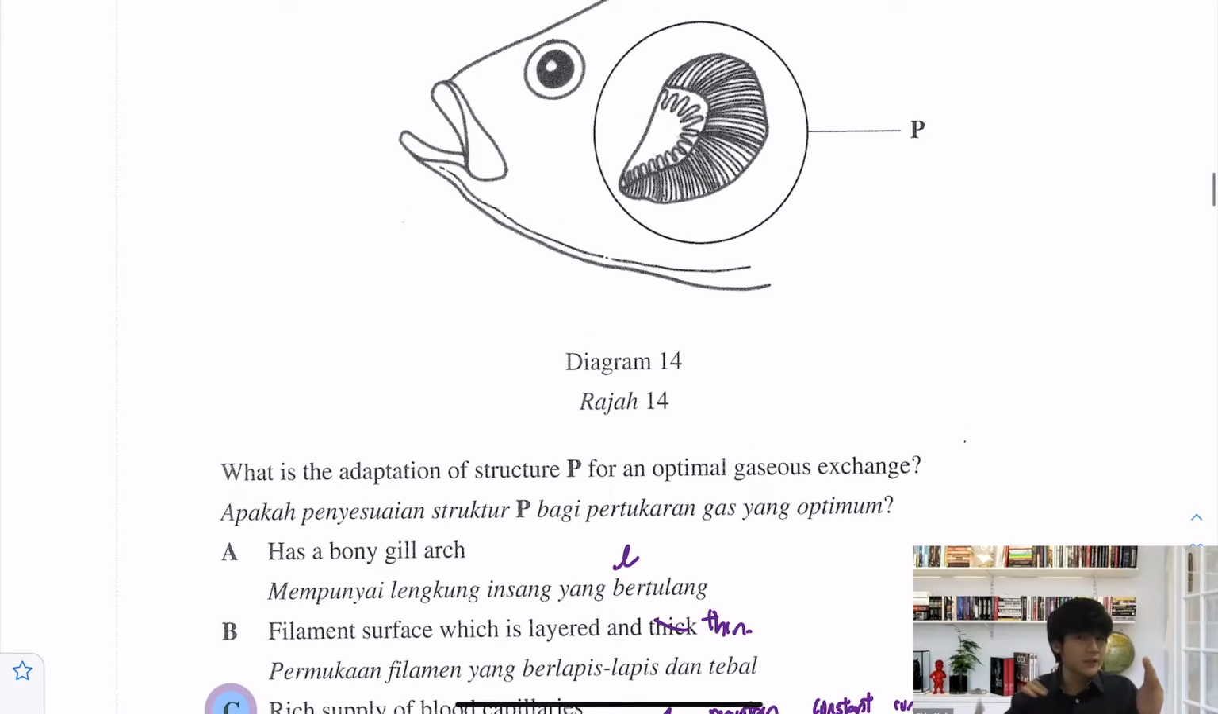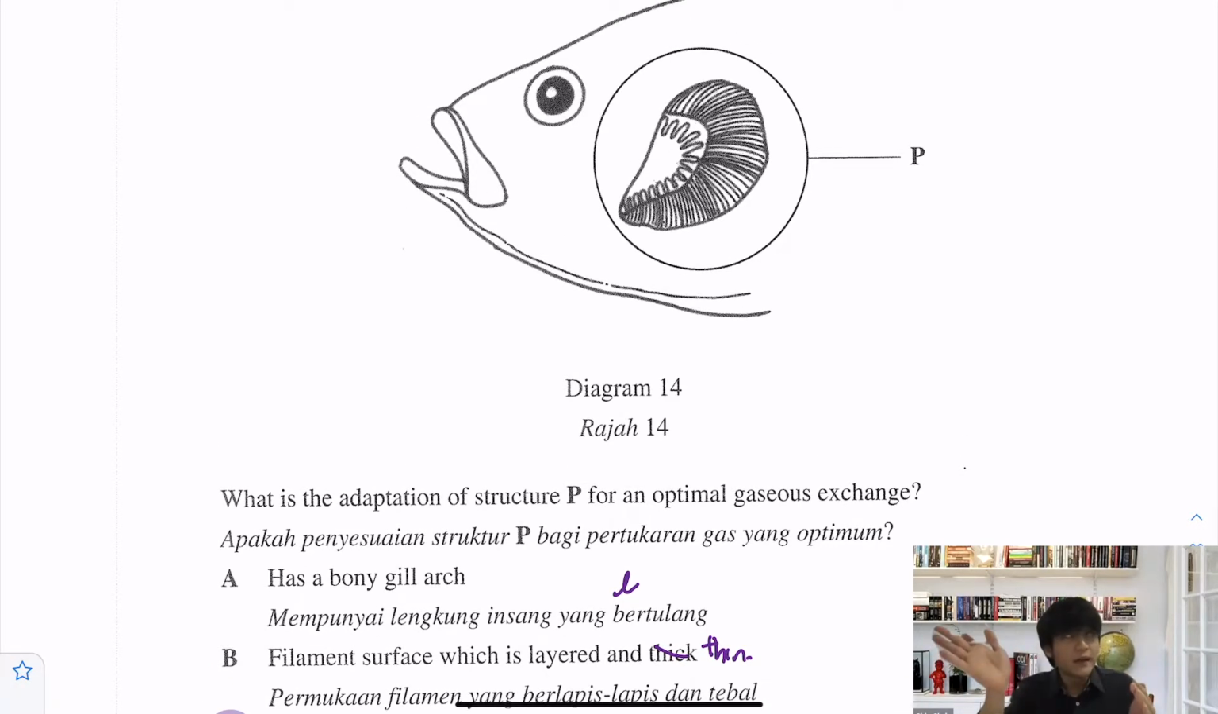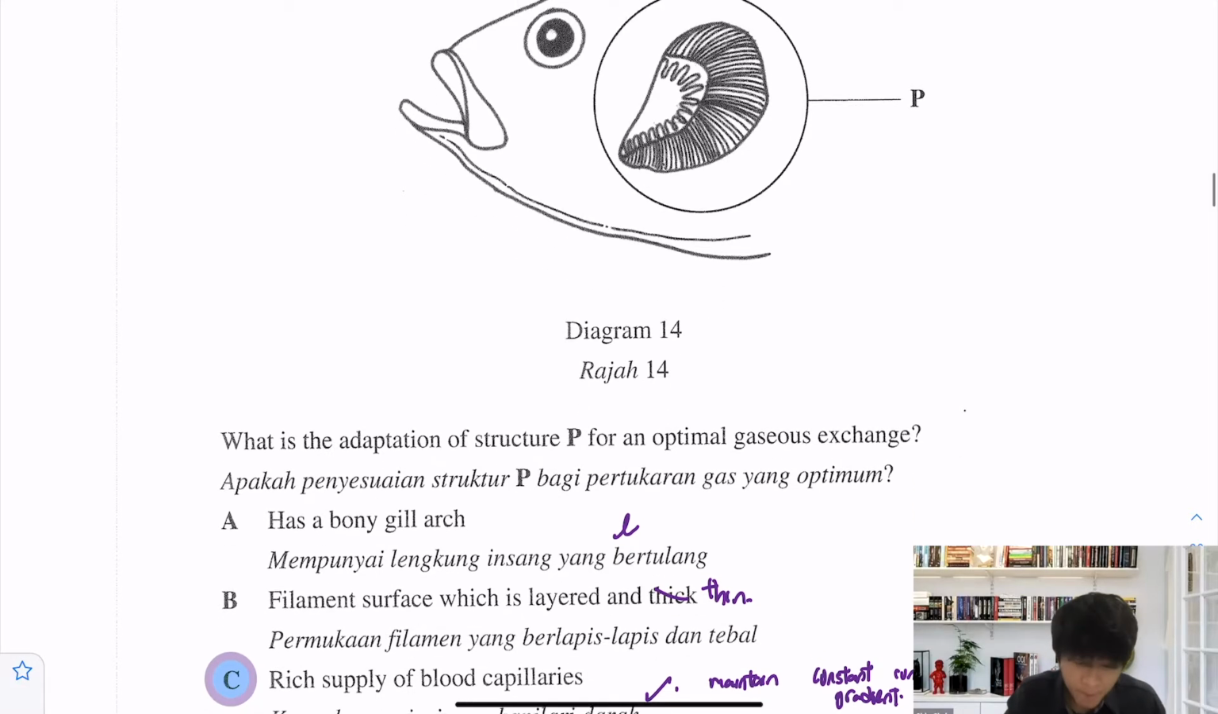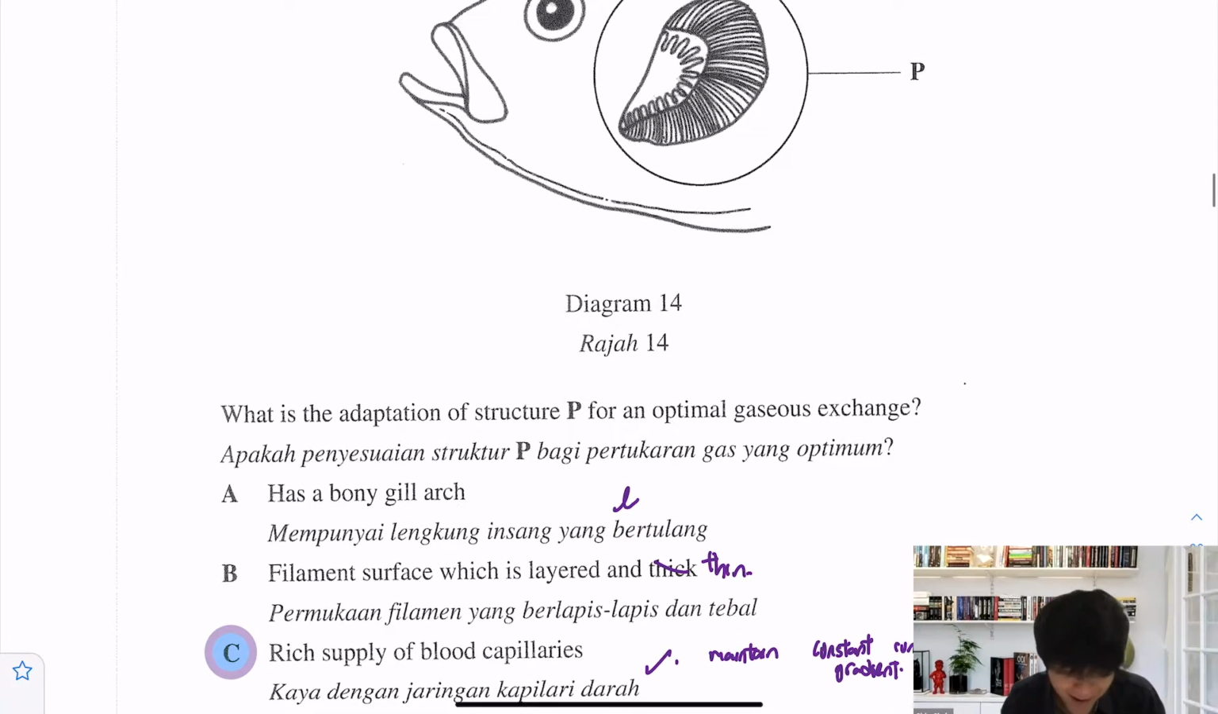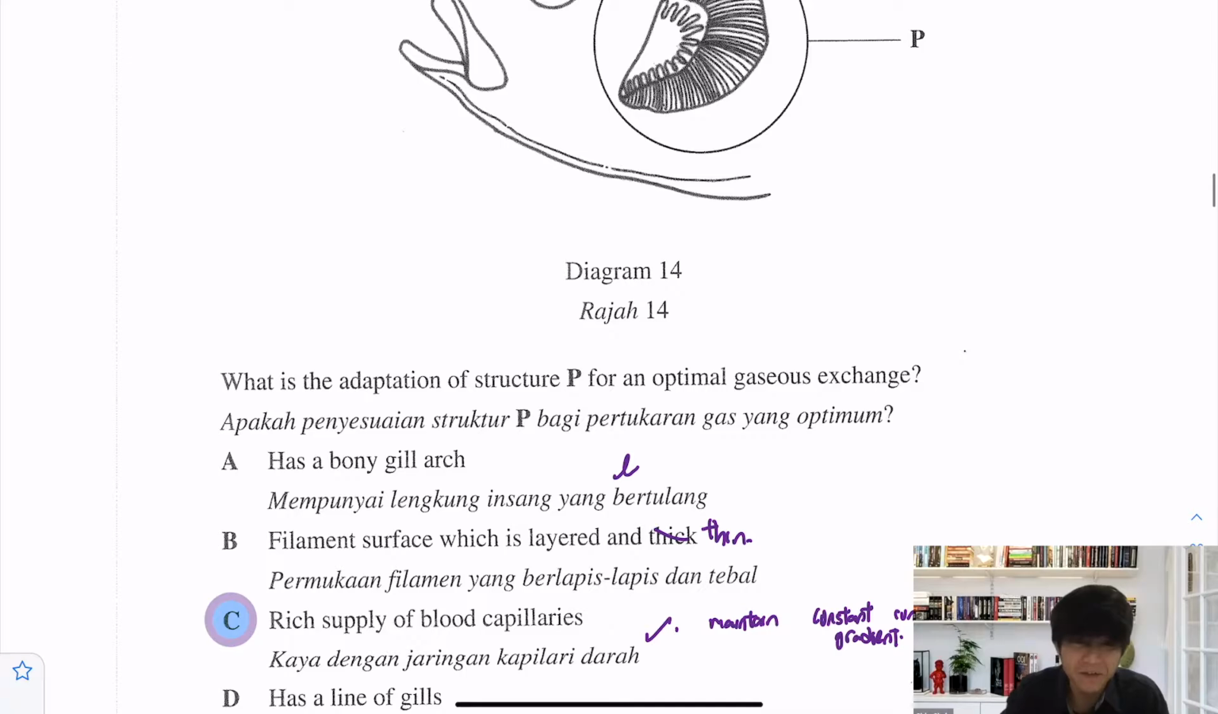So carbon dioxide can go out easily, and oxygen can come in easily. This optimizes the diffusion process. Okay, so has a bony gill cover? That's not really the right answer. I don't even know what it is trying to mean.